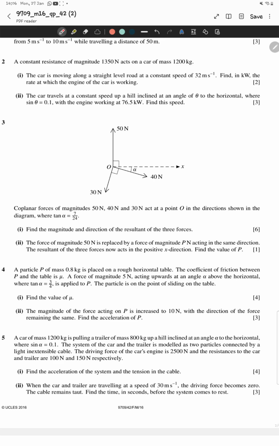So this is the forces in equilibrium one, I guess. Coplanar forces of magnitudes this act at a point here where tan theta equals 7 by 24. Find the magnitude and direction of the resultant force. So for this you would have to find F of x, all the horizontal components of the forces. You have to resolve them. So this would be 40 cos alpha, 40 cos alpha.